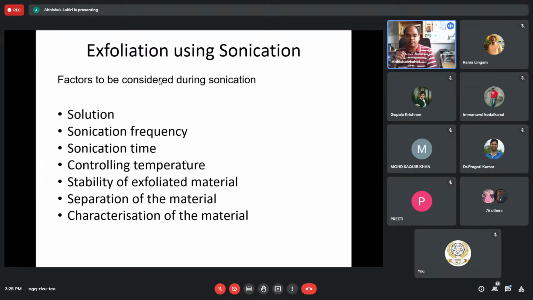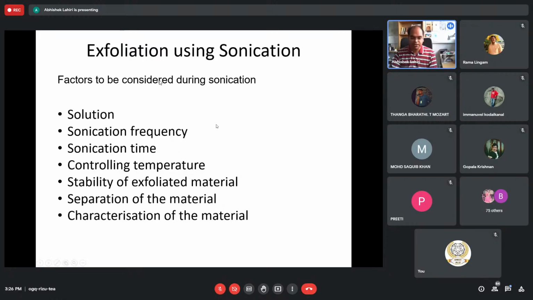Stability of exfoliated material. I always come back to stability because a lot of people don't think about stability. They always think in terms of developing nanoparticles and using them, but never think about the stability, because stability defines the properties of the nanoparticles and how long these properties are stable for a particular device.